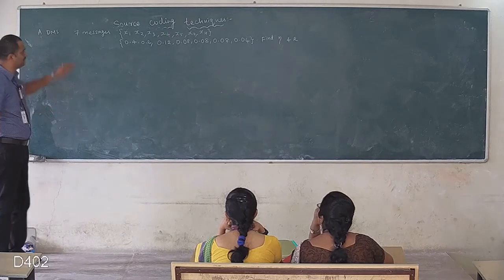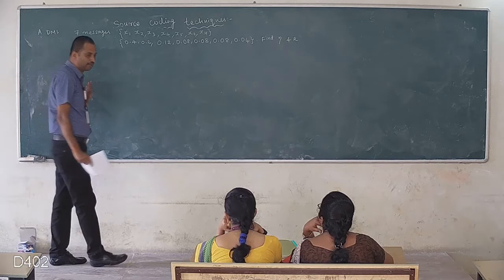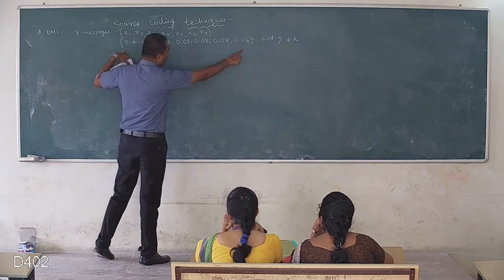As we discussed earlier, we have to write the messages in descending order of probability. Then we have to split into most equiprobable subsets, right? So now you look at it. If you add the sum of probability, it will be 1, right?